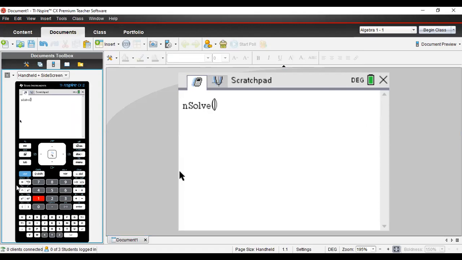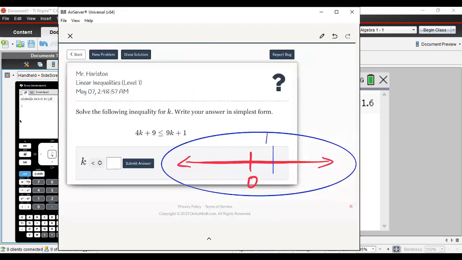And it's going to be 4K plus 9 is equal to, remember, you can only do equations. I've said that a few times, but I don't think I could say it enough. And then it's going to be comma K. Press enter. So it tells me that the boundary is a positive 1.6. So if I'm on my iPad, I'm going to put 1.6 here. And then I'm going to use 0 and see if that's in the solution set. If it's not, I'm going to be going to the right.